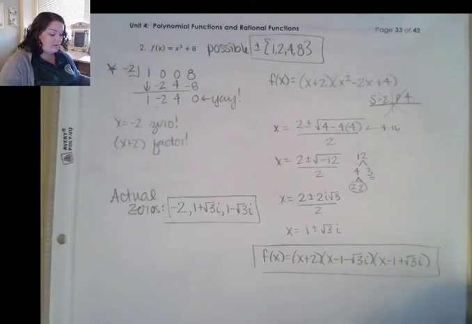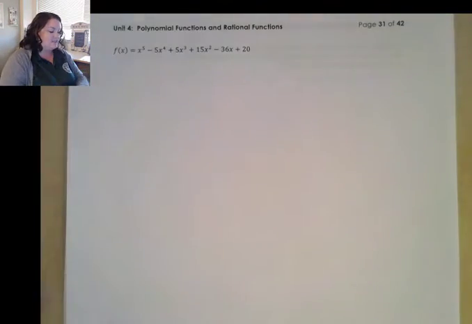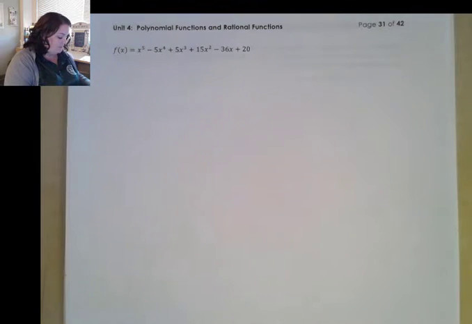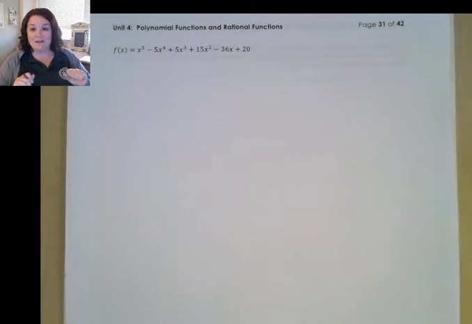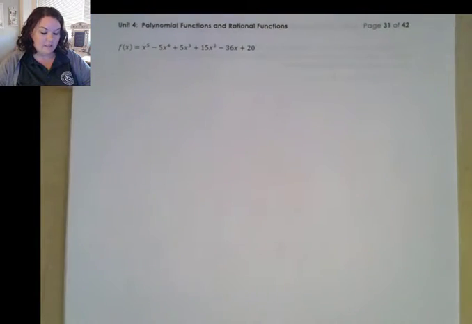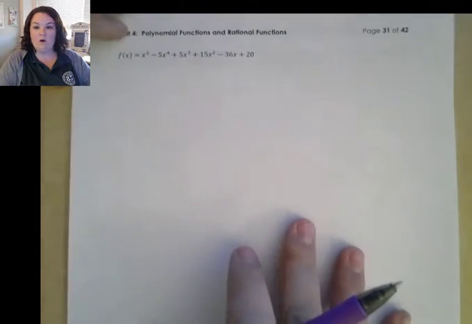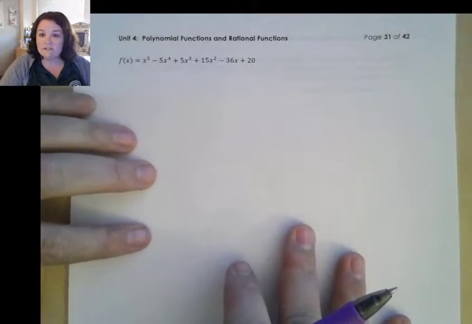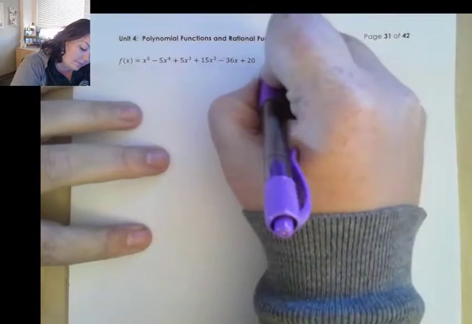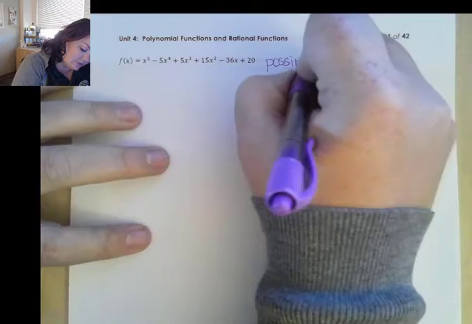All right, so now that we got a little taste of it, let's look at one that's a little bit more complex to do, and I'll give y'all a little bit more complex example to try. All right, so on page 31, we're going to start it just like we did all the other ones. Start by finding all the possible zeros.